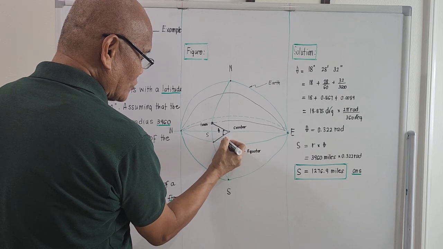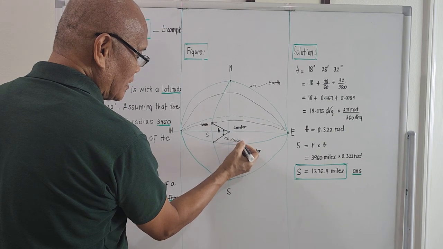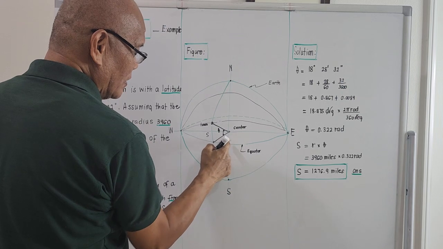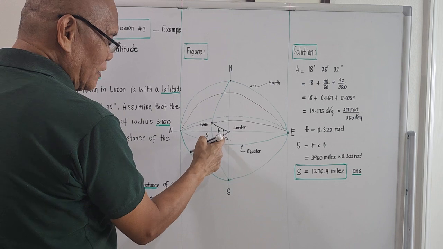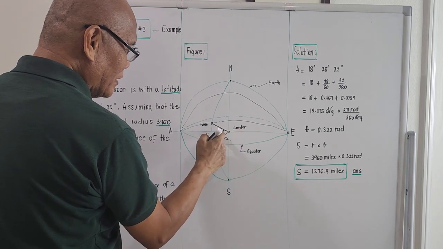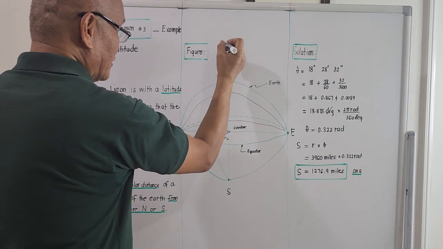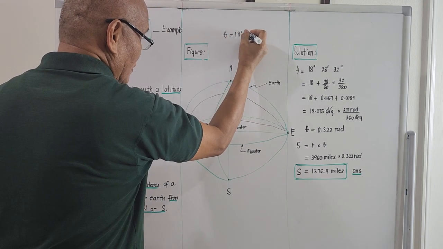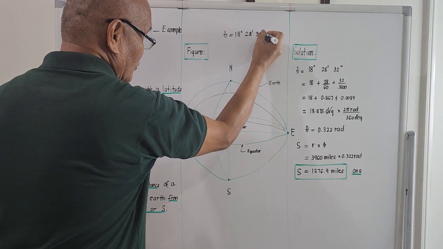The radius of the Earth is not so much. It's only around 3,960 miles, right? 3,960. And the given latitude with respect to the equator is given by this angle theta here. This angle theta is 18 degrees, 28 minutes, 32 seconds.